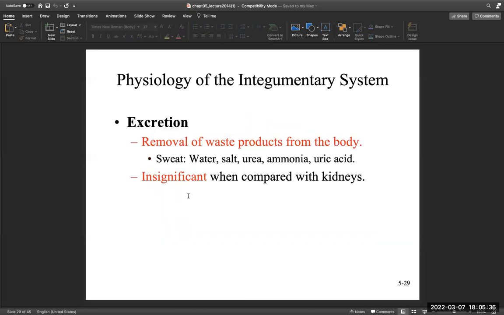Excretion, removal of waste. Sweat contains a little bit of water, salt, urea, ammonia, and uric acid. Compared to the kidneys, the sweat is going to release very little of each of these. We say it's pretty insignificant.